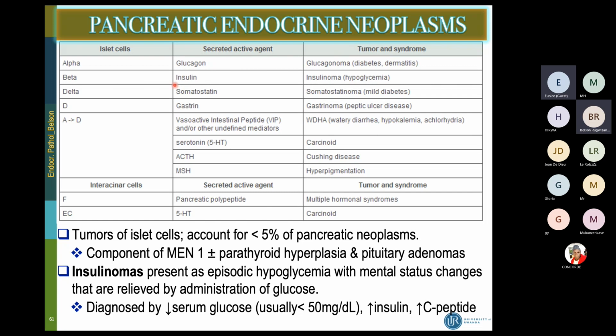If the tumor involves the cells producing insulin, the tumor will be called insulinoma, and as a consequence this person will have hypoglycemia, because insulin decreases the glucose within the serum. Somatostatin, the tumor will be called somatostatinoma. Usually they can present with mild diabetes.